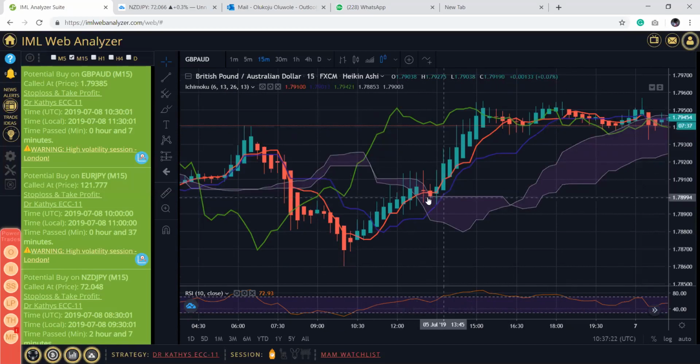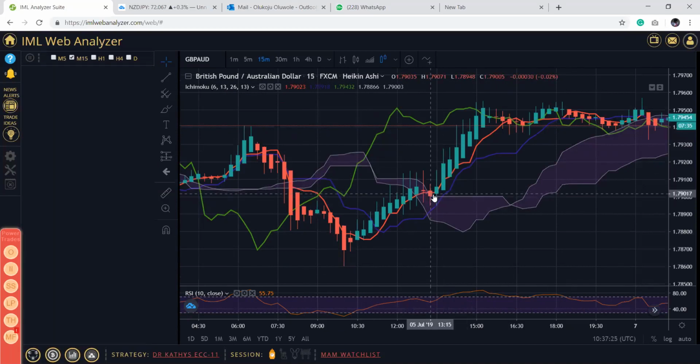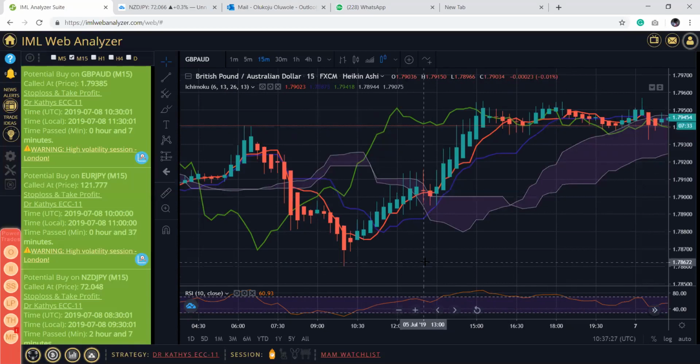But as long as I have my body below, then I will exit. Immediately I exit, it gave me another entry, another blue candle above. Then I start buying again. So you can have multiple entries. Immediately I have my red candle close below the red line, you can see this particular candle close below the red line, I will exit again.